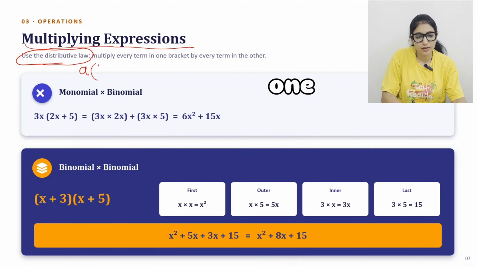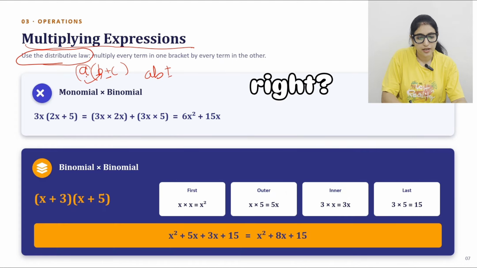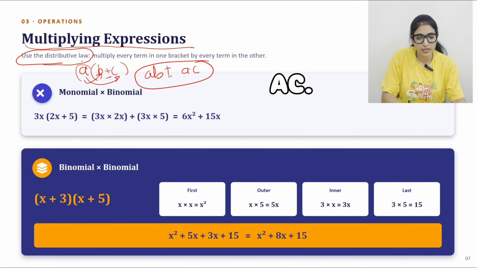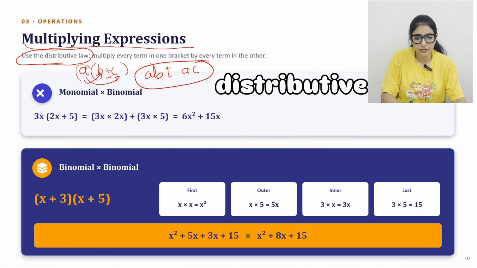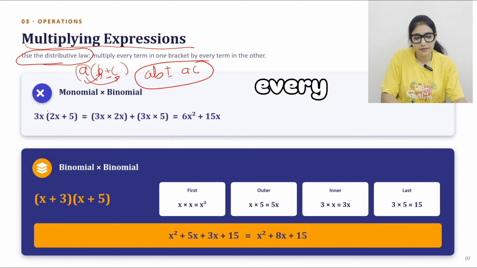For example, you have one term A and you have to multiply it by two different terms inside the bracket. So what you will do? This A is multiplied by B, and then whatever sign is given, either plus or minus, it will remain as it is, right? And this A will be multiplied by C also, so this will become AC. So this is your distributive law. Clear? That means every term which is outside the bracket will be multiplied by all the terms inside the bracket.